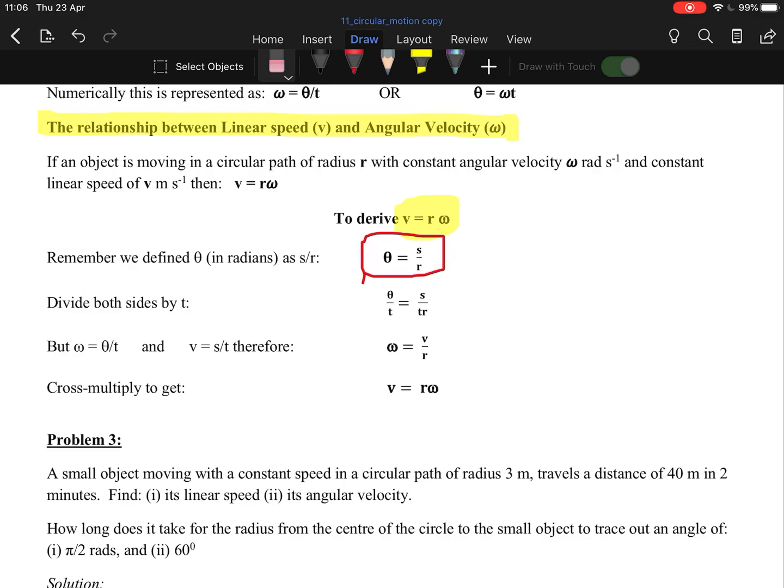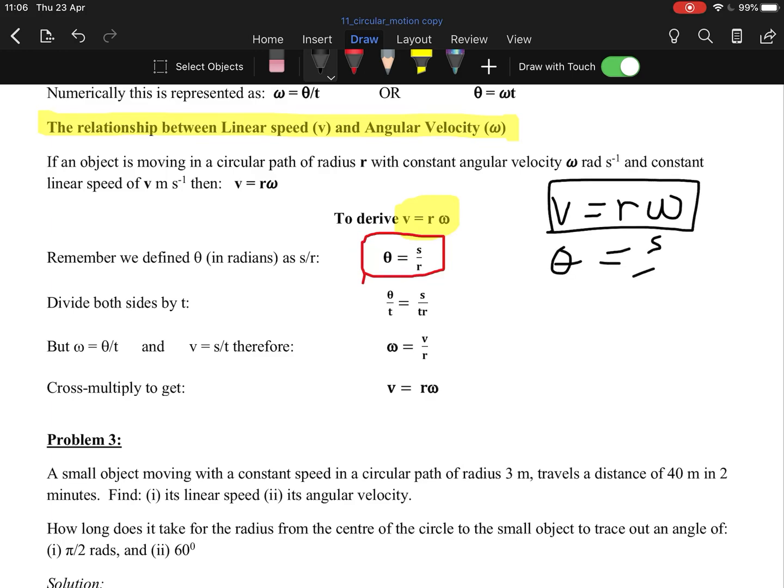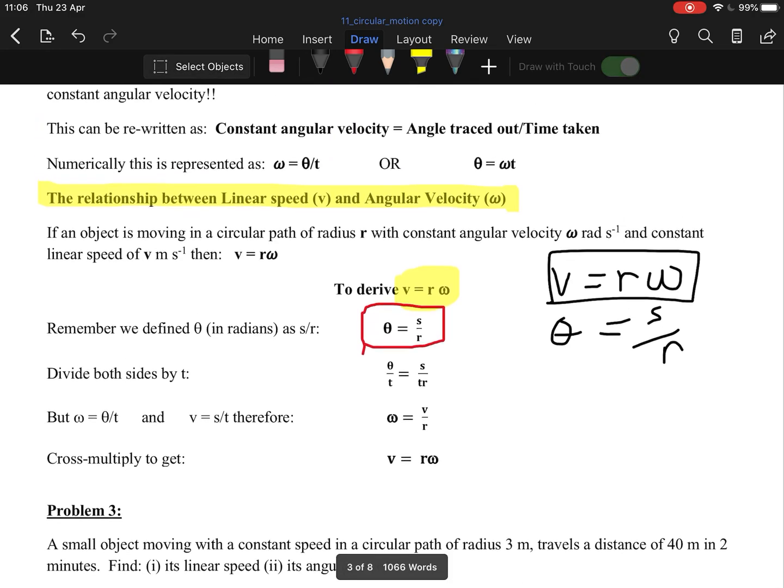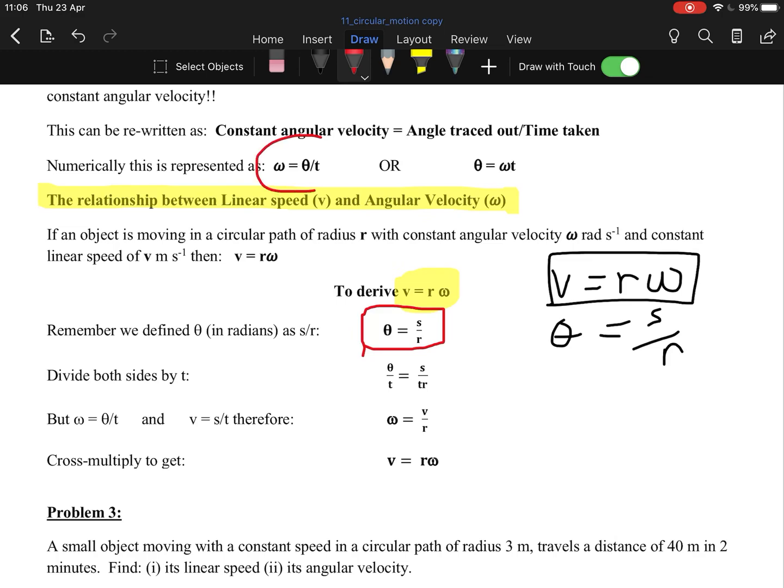So once you know that, theta equals S over R, I have written on the side here, divide both sides by T. Why? How would you remember to do that in the exam? Well, here's the thing. We want V equals R omega. That's what we want. We have theta equals S over R. Now, the first thing you should notice is that if you go to your log tables, you'll find this equation.